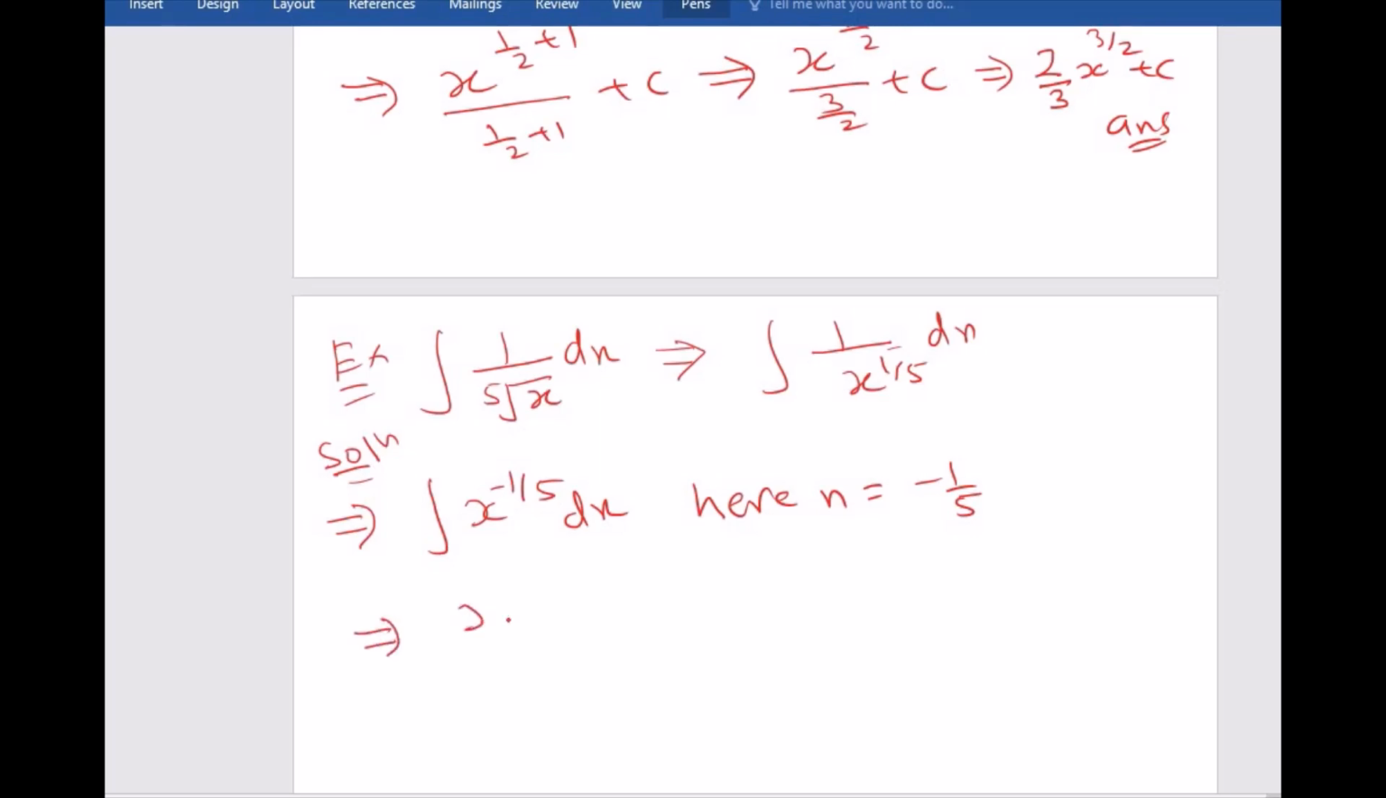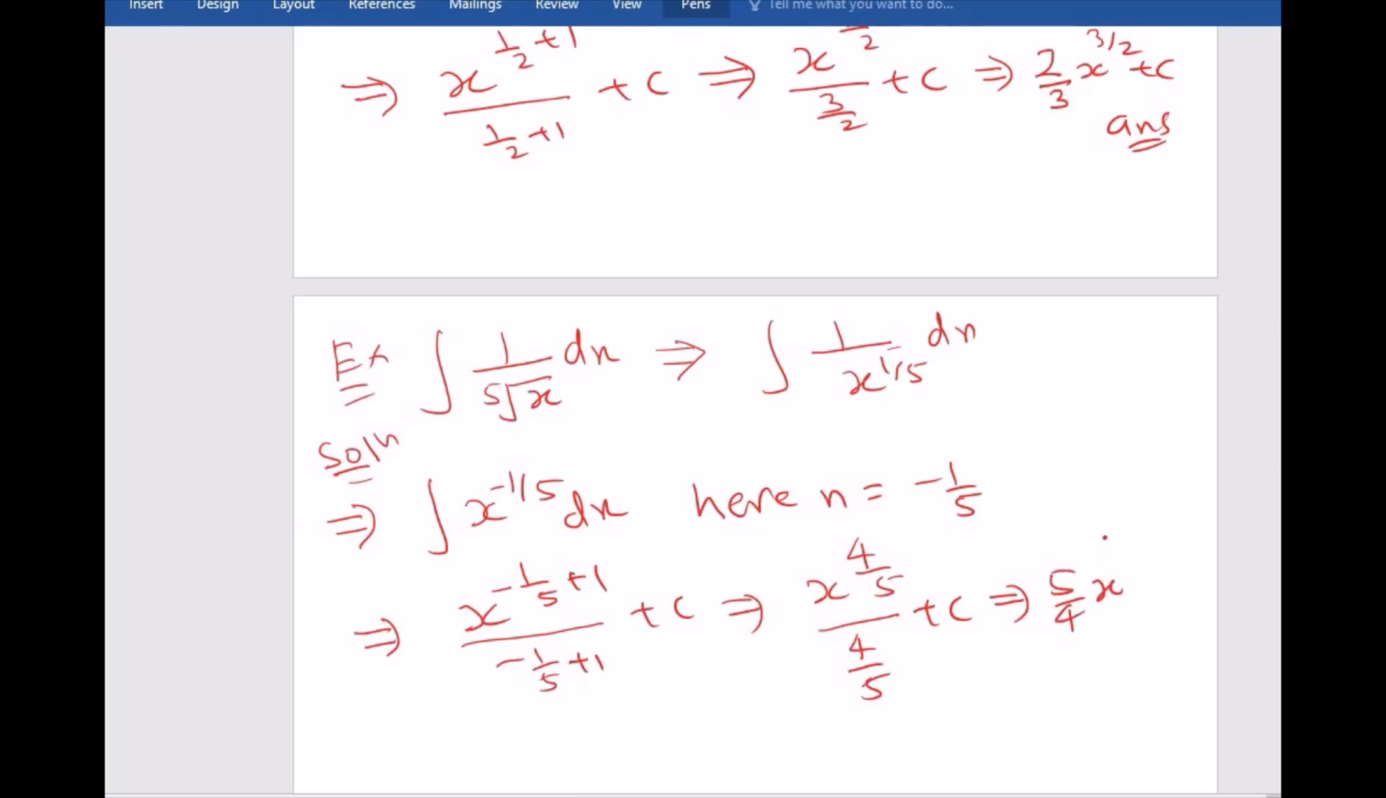So we will get the answer x to the power minus 1 by 5 plus 1, divided by minus 1 by 5 plus 1, plus c. Simplify it: minus 1 by 5 plus 1 means minus 1 plus 5 over 5, that means x to the power 4 by 5 divided by 4 by 5 plus c, or we can simplify it as 5 by 4 x to the power 4 by 5 plus c. This is the answer. Hopefully you understand. So this is about that question.